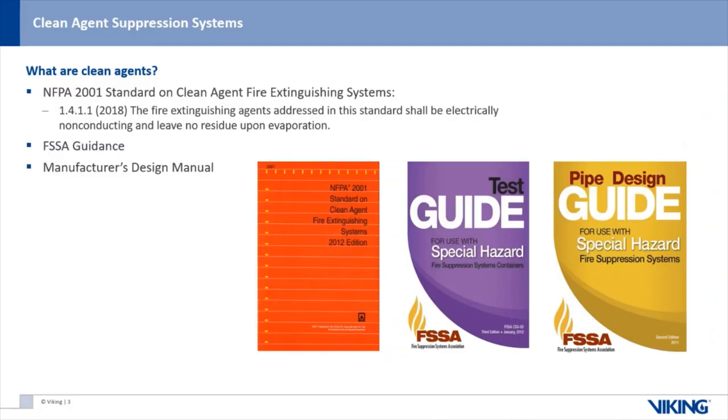So that is a handy manual to have around. Then we have the FSSA guide, and so this is the pipe design guide, the FSSA special hazard design guide. So these guys are also very helpful in designing clean agent systems. You also want to consult the manufacturer's design manual. In this case today, we'll be consulting our BSH 1230 and BSH 200 design manual. And so these are going to be key into developing a clean agent system.